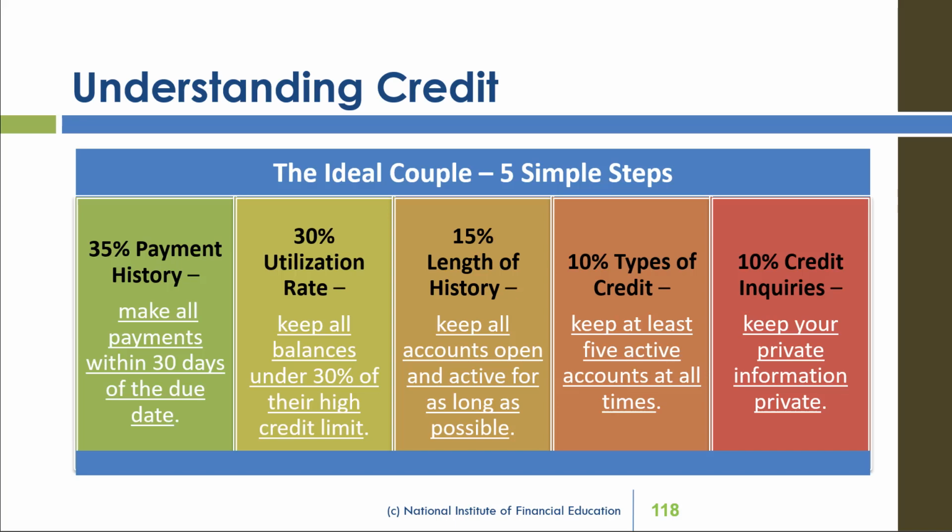Keep my balances under that 30% threshold. 15% is length of history. Don't close out accounts just because I'm not using them anymore. Keep a zero balance on them. Use them once a year. Buy a cup of coffee and pay it off. Keep that history active to build a good score.